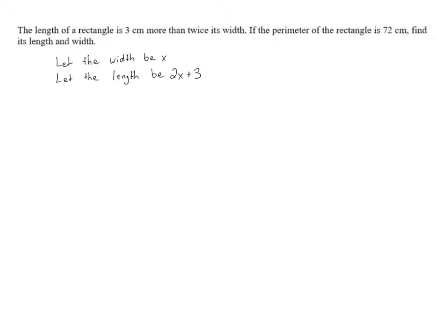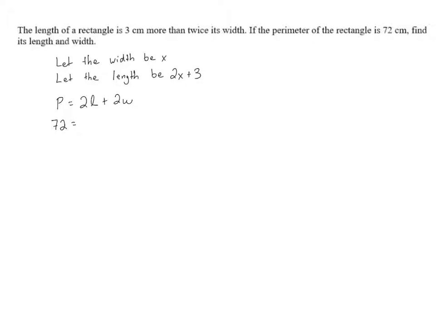We need to write an equation that models the situation. And because this is a rectangle problem and we're given the perimeter, we're going to use the formula for perimeter, P equals 2L plus 2W. Now we know the perimeter is 72, so the left-hand side is going to be 72. And on the right, we need to plug in the expressions we have for L and W.